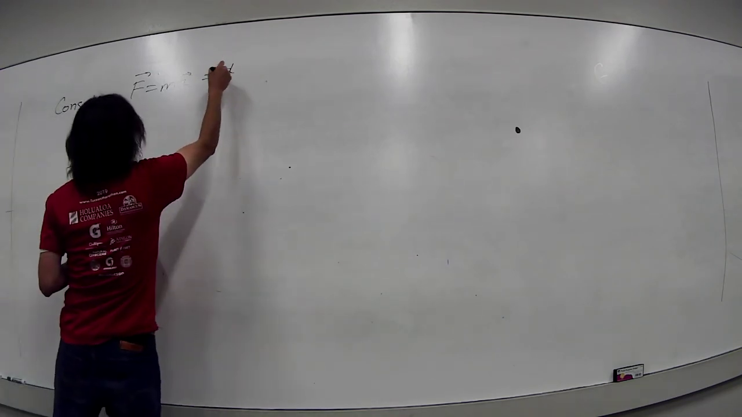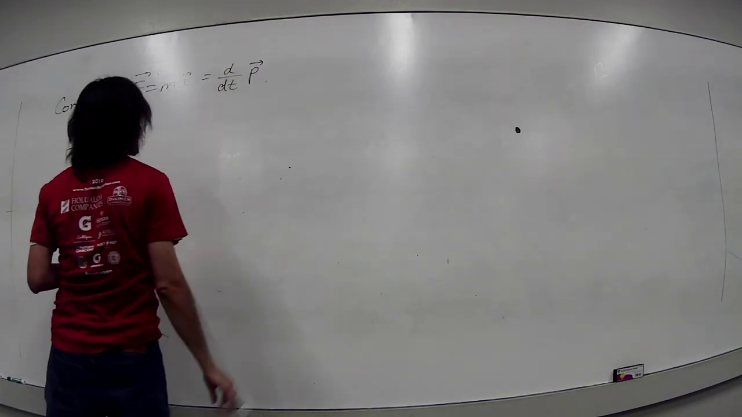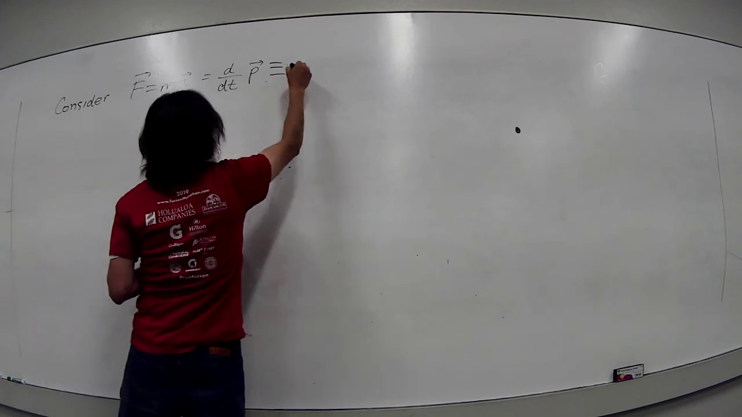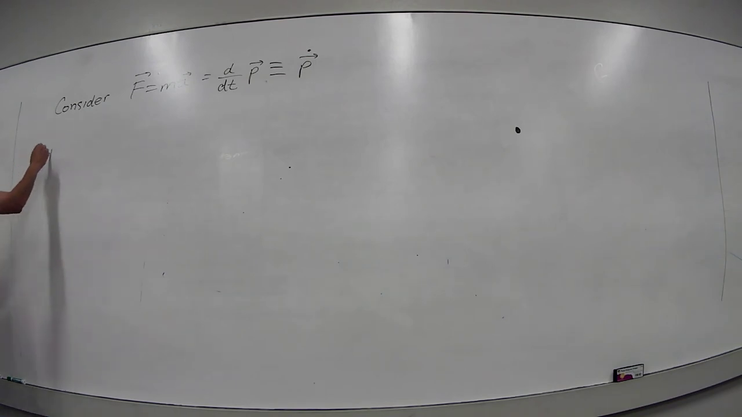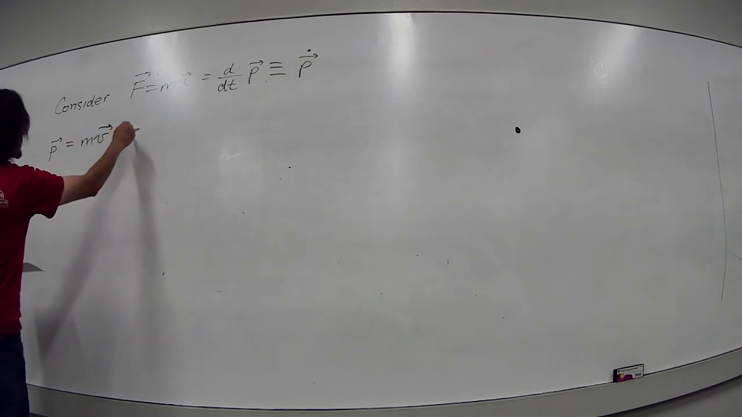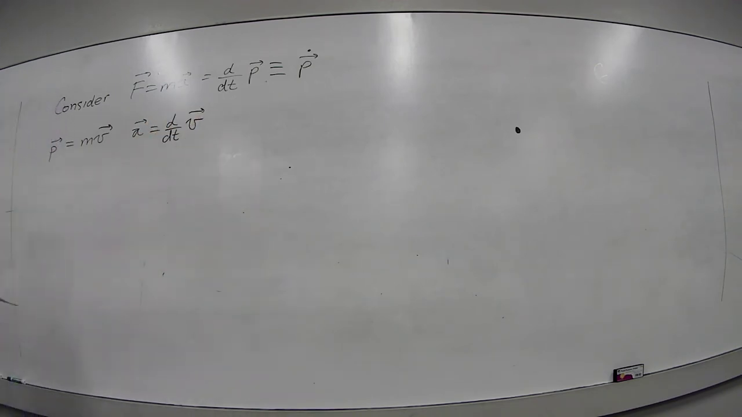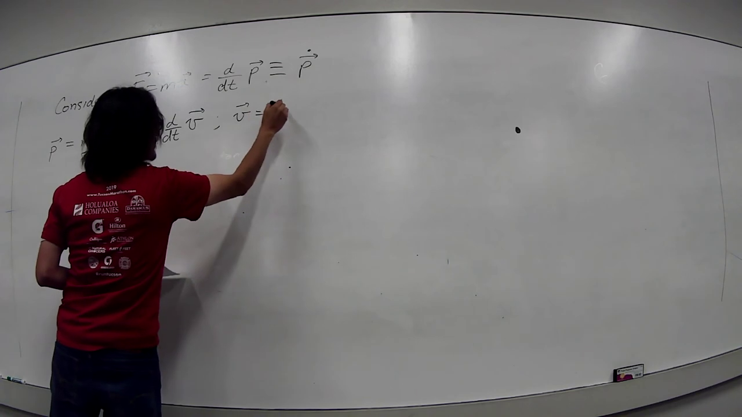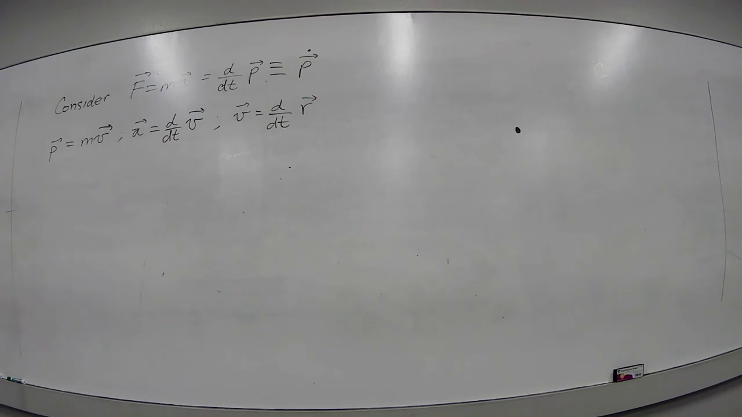This is the derivative with respect to time of the momentum, and typically we'll write this as momentum vector dot. Momentum is mass times velocity. Velocity is a vector. Acceleration is the time derivative of the velocity, which is a vector. The velocity is the time derivative of the position vector. And this is true for a particle.